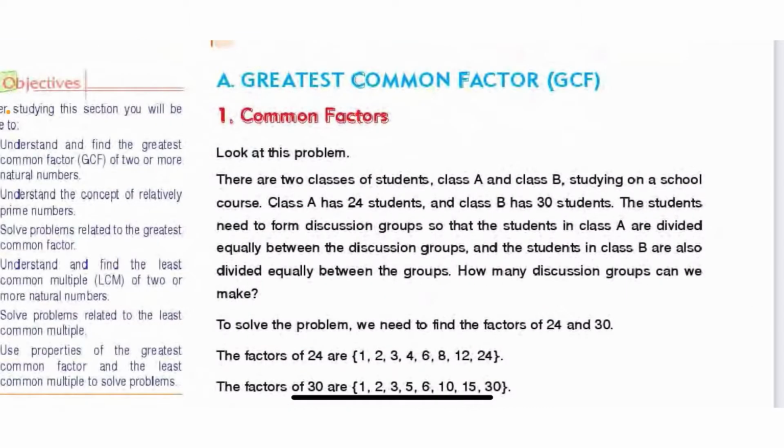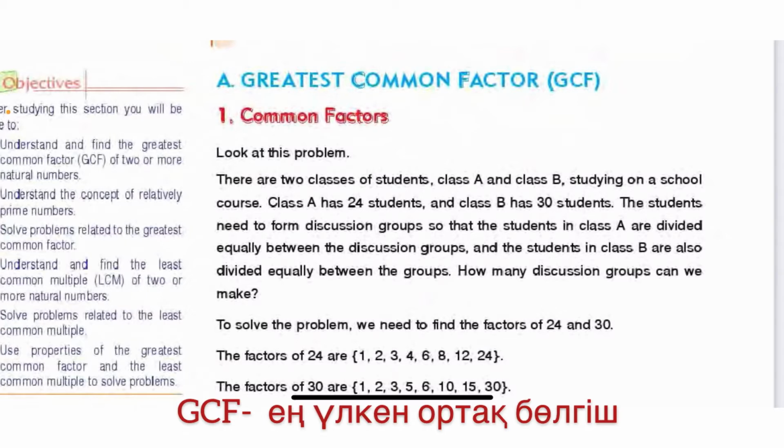We have two subtopics, A and B. A is greatest common factor, or GCF. If we say it shortly, we say GCF.